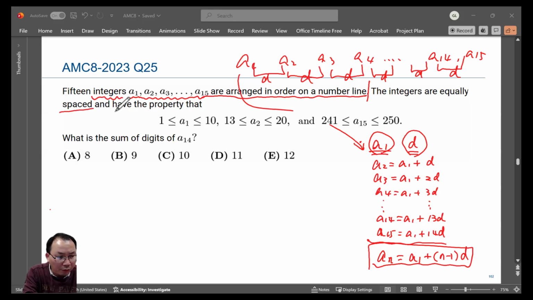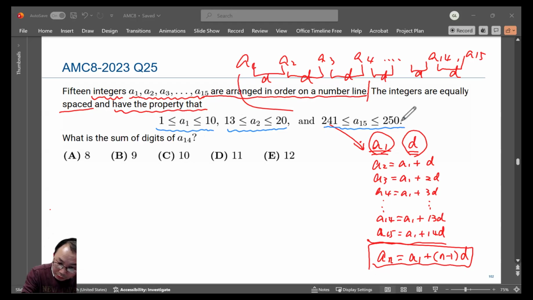And have the properties that, in between, you can see the first number A1 is from 1 to 10. They provide three conditions here: first, A1 is between 1 and 10, A2 is between 13 and 20, and the last one, A15, is between 41 and 50.